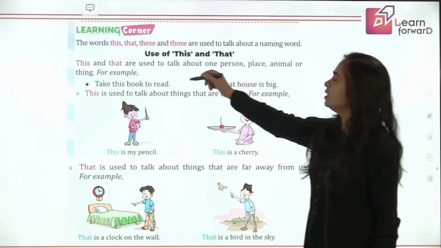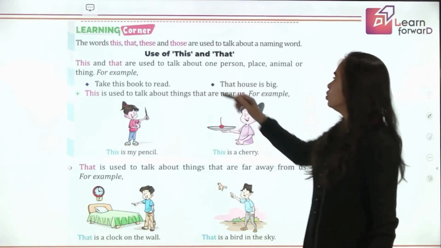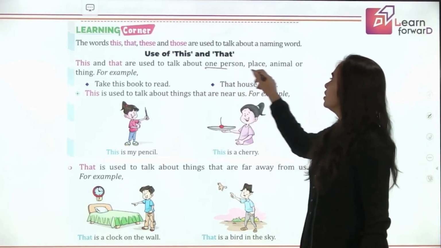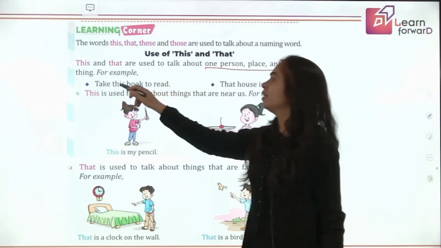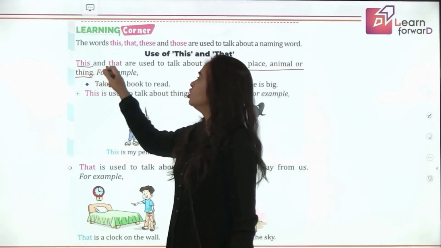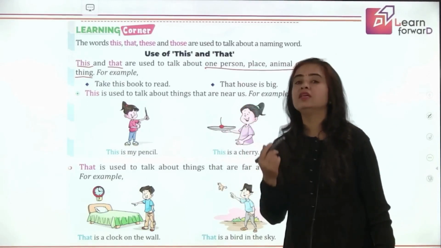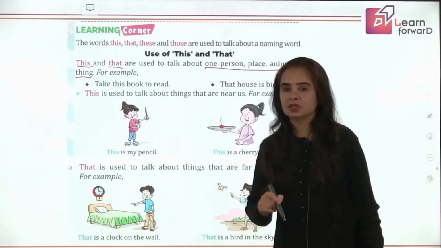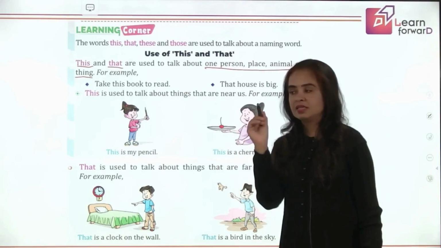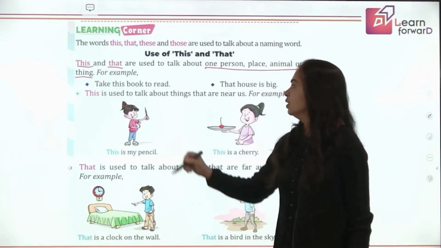So this and that are used to talk about one person, place, animal or thing. That means any naming word which is in singular. And what are these words called? These are pointers. Okay, we are pointing out this, that, right?